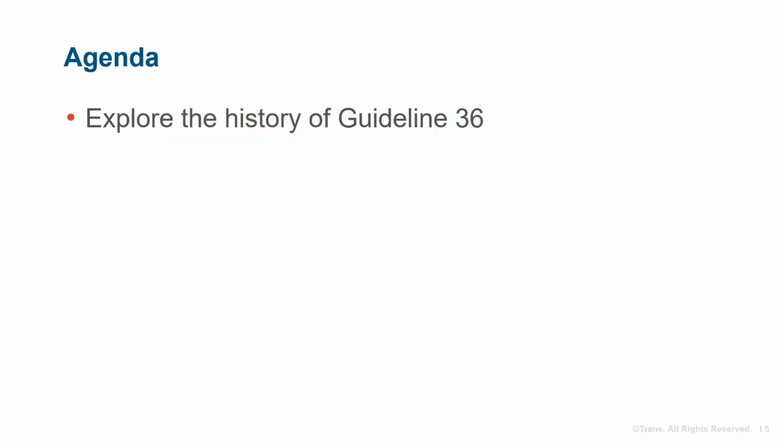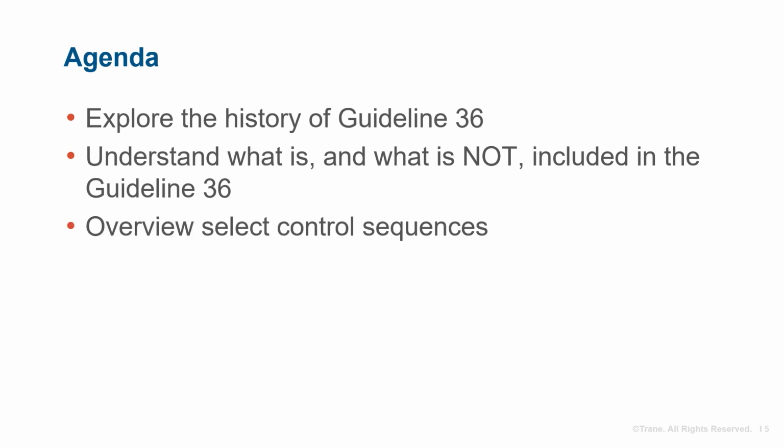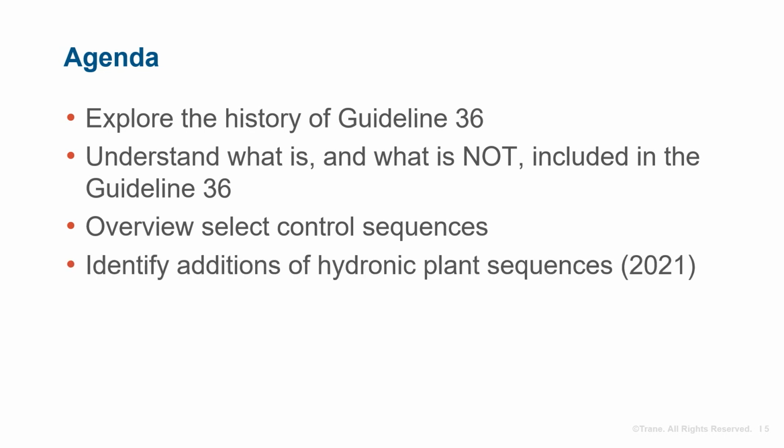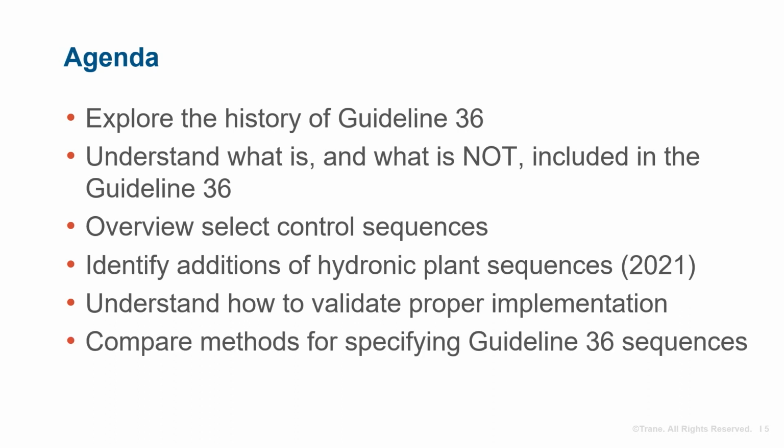I'm Jeanne Harshaw, and today we'll discuss ASHRAE Guideline 36, High Performance Sequences of Operation for HVAC Systems. We'll start with a brief review of the history of Guideline 36. Then we'll talk about what is and what is not addressed in this guideline. We'll explain a few of the control sequences as examples, and then focus on hydronic plant sequences that were added in the 2021 edition. Finally, we'll discuss how to validate that sequences have been implemented correctly and how to ensure they are specified to increase the potential for successful project completion.